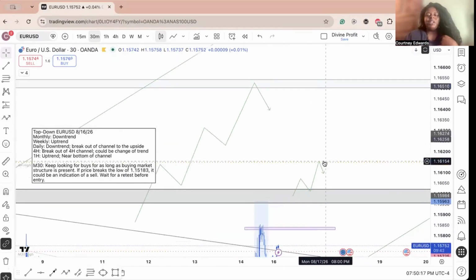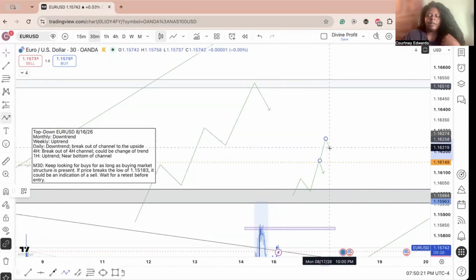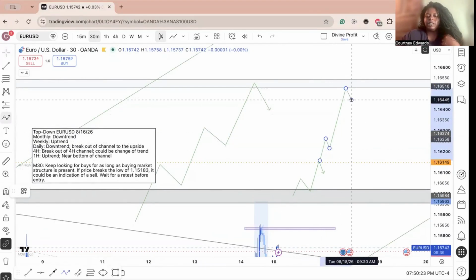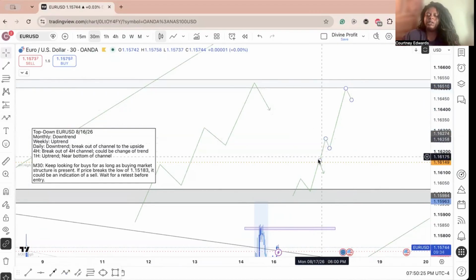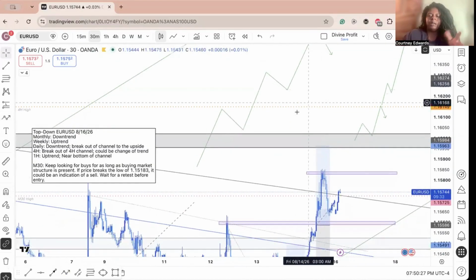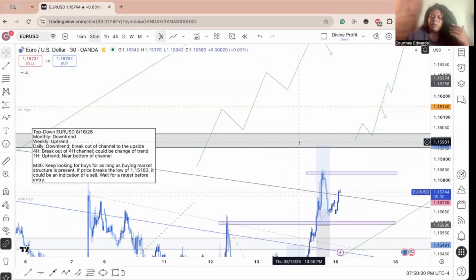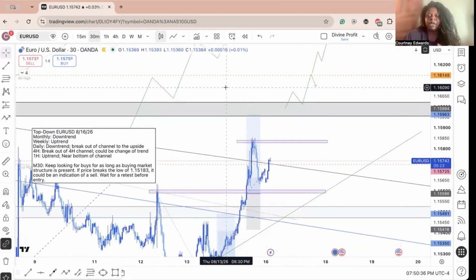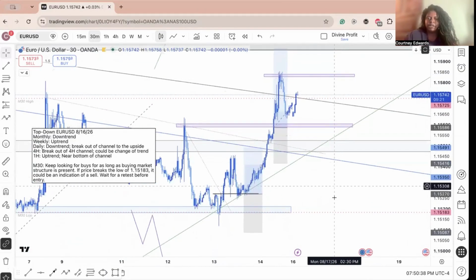But if we do break above this level, above that 4 hour previous high, then we'll be targeting the next zone. So pretty similar to what we were looking for last week, but a little bit more confirmation because we do have at least that 1 hour and M30 buying market structure going on. So that's for the buy scenario.